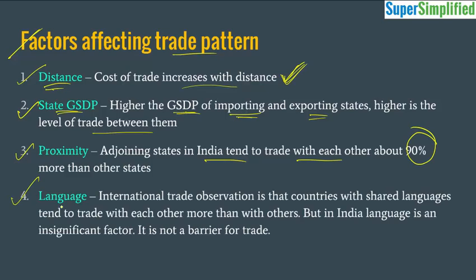And there is another factor which is language. So international trade observation is that the countries with shared languages tend to trade with each other more than with others. But in India, language is an insignificant factor. It is not a barrier to trade. So this is a good news, right? So these are the 4 factors which impact trade pattern between the Indian states.